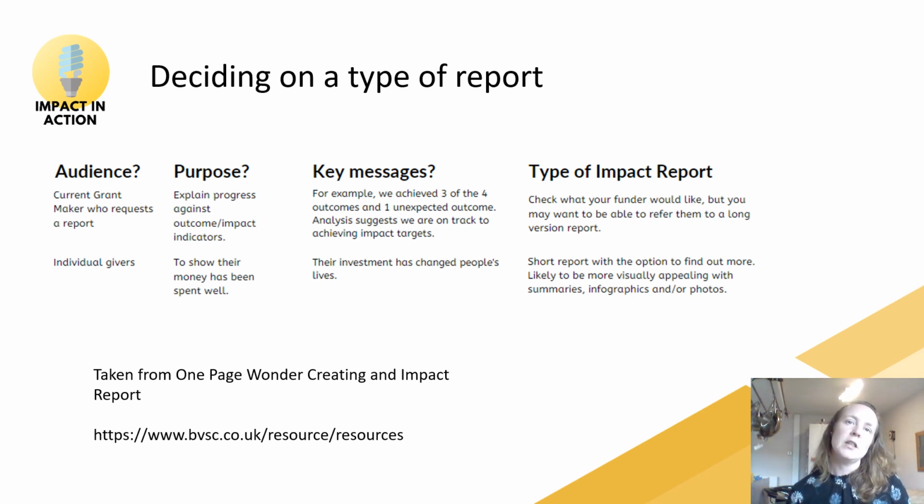Whereas an individual giver, they've got less of a stake in it, they're probably going to be giving less. In this example they just want to know, where is their £10 gone? Has their money been well spent? Now, if you sent them a 142-page document, a paper document, you posted it, they might be a little bit annoyed that you'd spent money on sending that kind of report. So they just want to have that overall sense of, these people are trustworthy, they're using the money well, they're bringing about good change. So the key message: their investment has changed people's lives.